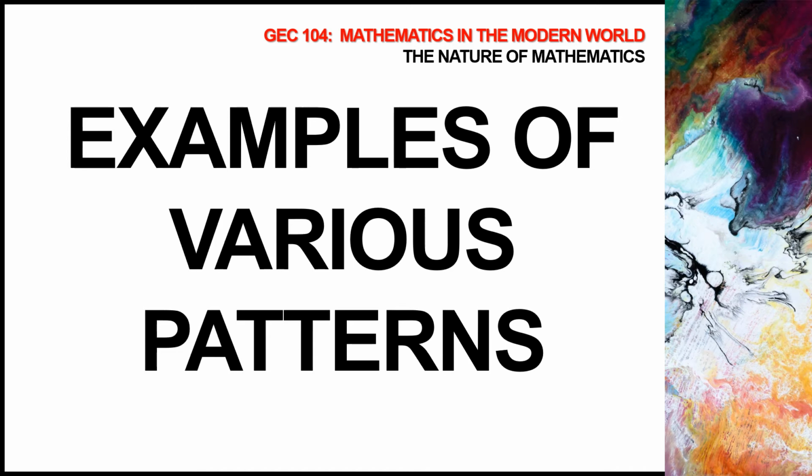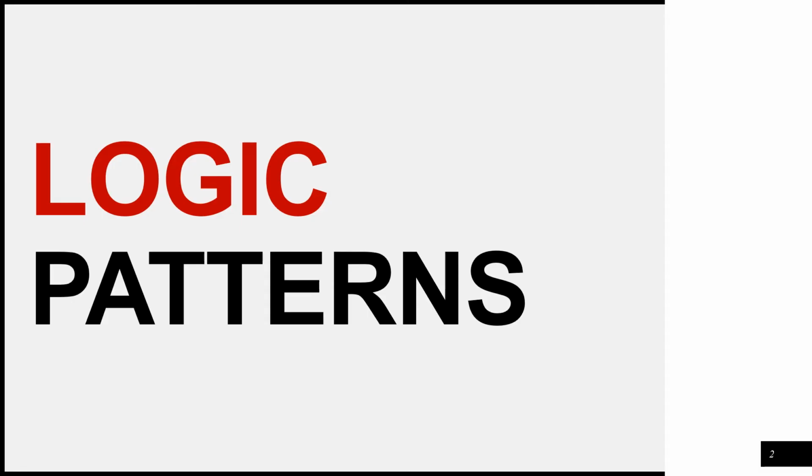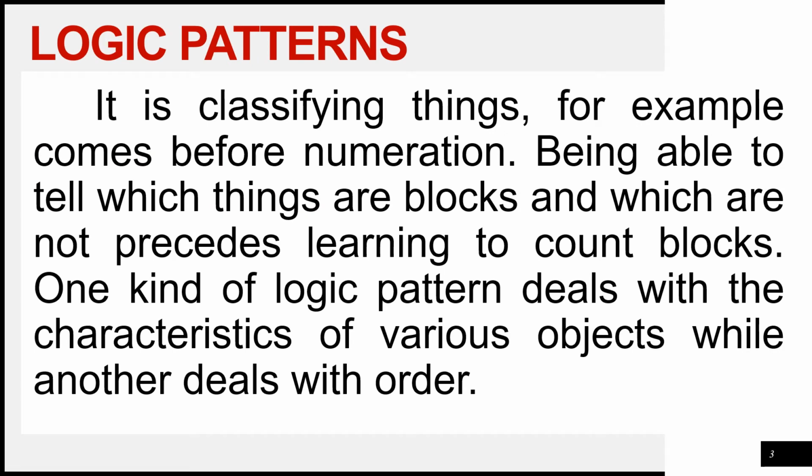Hi, in this video, we will be learning some of the types of patterns and some of its examples. First, the logic patterns. Logic patterns is all about classifying things. For example, classification comes before enumeration. Being able to tell which things are blocks and which are not precedes learning to count blocks. One kind of logic pattern deals with the characteristics of various objects, while another deals with order.